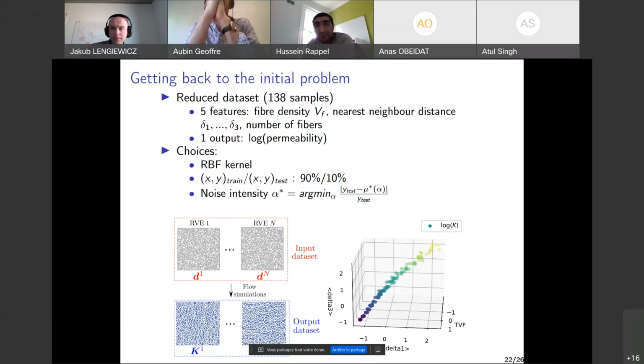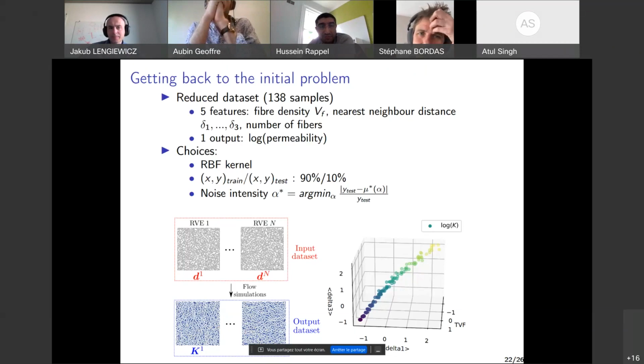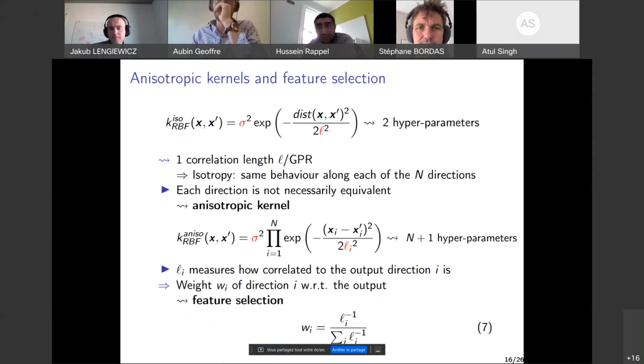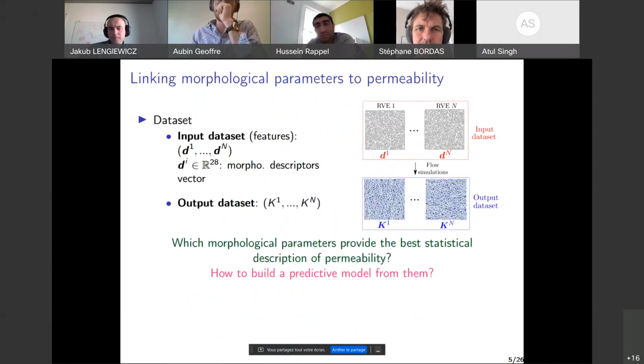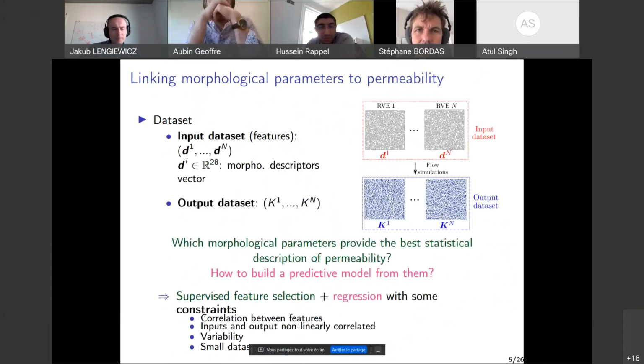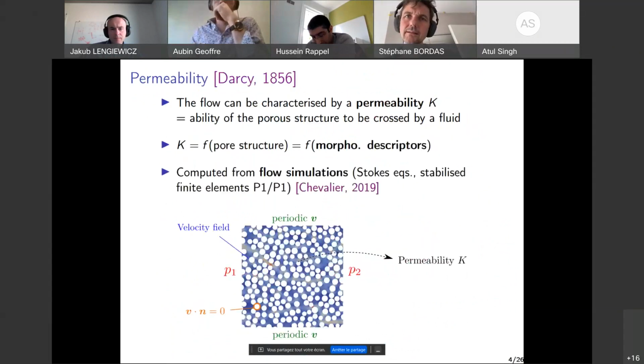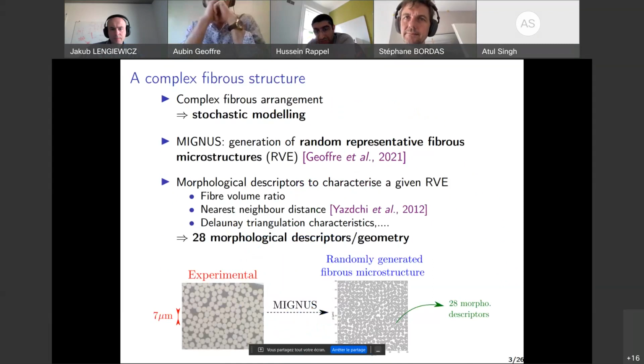Stefan Bordas, you raised your hand. Right. Thank you very much, Alban, for the presentation. It was really very nice. Can you go back to the parameters you used to describe the microstructure, please? And we'll talk again on Thursday. So I just want to understand something. Yeah, here it is. Yeah, something like that.